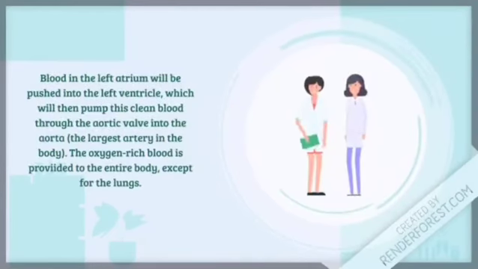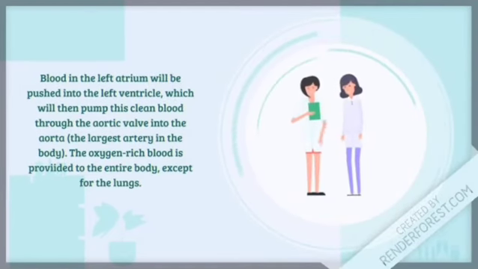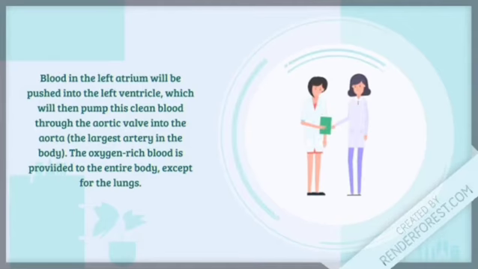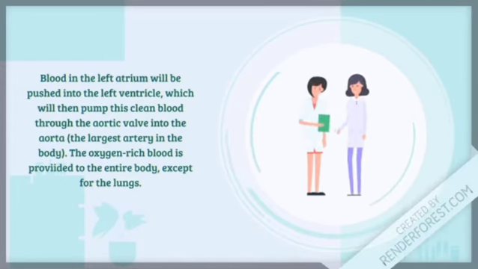Blood in the left atrium will be pushed into the left ventricle, which will then pump this clean blood through the aortic valve into the aorta, or the largest artery in the body. This oxygen-rich blood is provided to the entire body, except for the lungs.